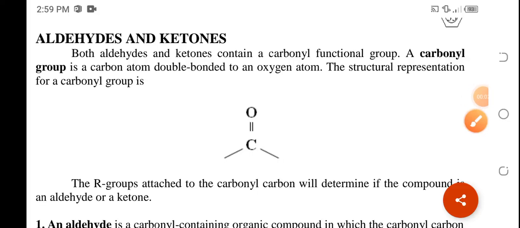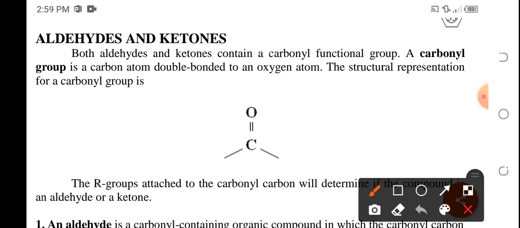Okay, aldehydes and ketones. These are another group of organic compounds, but their functional group this time is a carbonyl group. A carbonyl group is composed of a carbon atom bonded to an oxygen atom with a double bond. Okay, so ang carbonyl ay C double bond O.